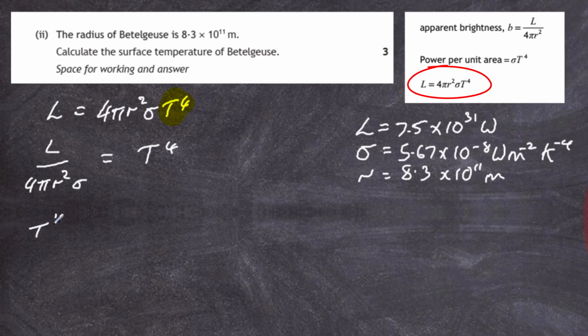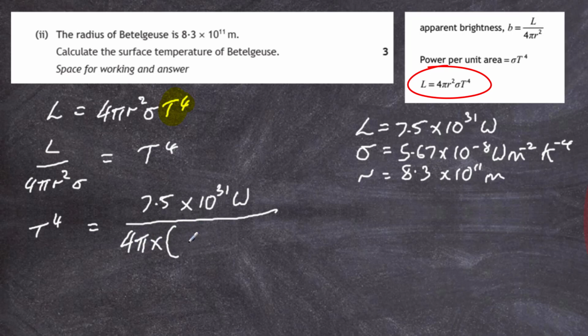So our T to the power 4 calculation is going to equal L, the luminosity, which is 7.5 times 10 to the power 31 watts, divided by 4 times pi, times, and we've got to square the radius, 8.3 times 10 to the power 11 meters, all squared, and finally multiplied by that Stefan-Boltzmann constant, so multiplied by 5.67 times 10 to the power minus 8, with units watts per meter squared per Kelvin to the minus 4.